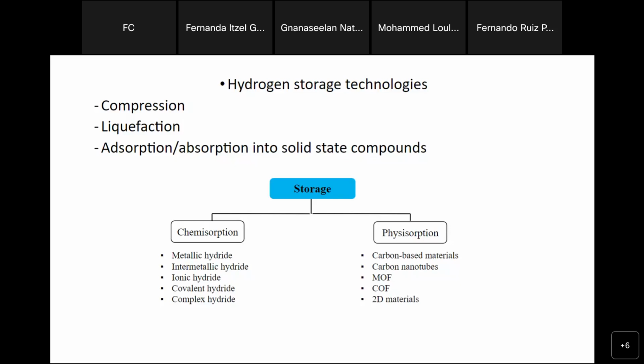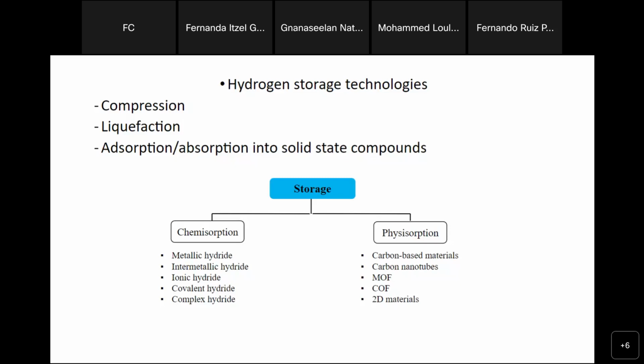And the most potential technology that can be used for transportation is the absorption into solid state compounds. In such technology, there are two ways to store the hydrogen. It may be stored as atoms by chemisorption, or it may be stored as a molecule by physisorption. There are different systems where the hydrogen may be stored as atoms.